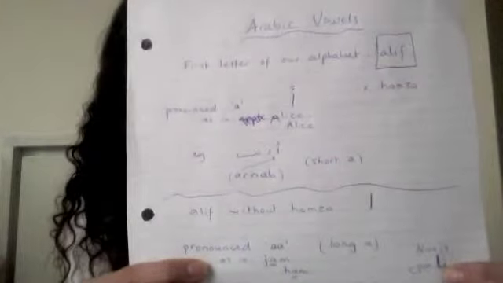Another thing you should know is that the alif can be attached to the letter that comes before it, but any other letter that comes right after it is not attached to it. They are not connected.